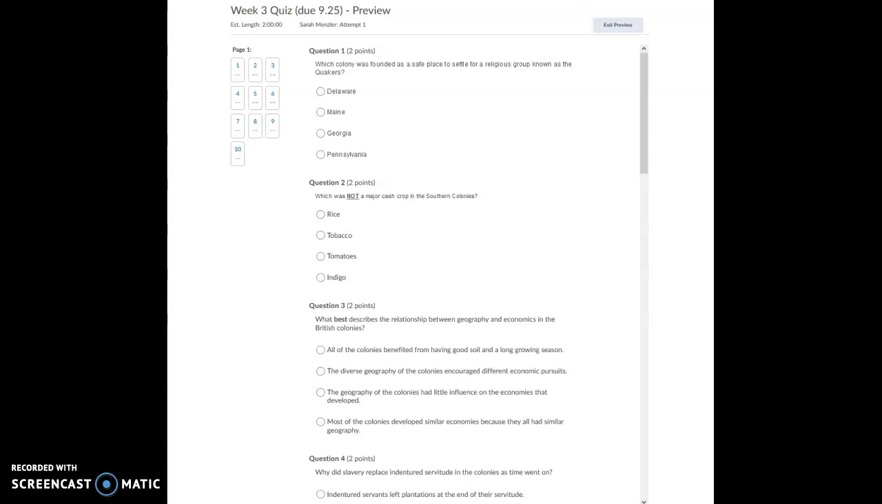What best describes the relationship between geography and economics in the British colonies? Is it all of the colonies benefited from having good soil and a long growing season? The diverse geography of the colonies encouraged different economic pursuits. The geography of the colonies had little influence on the economies it developed, or most of the colonies developed similar economies because they all had similar geography.